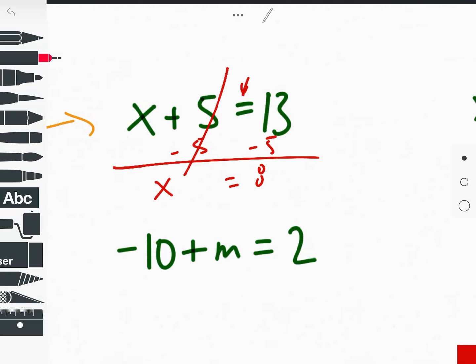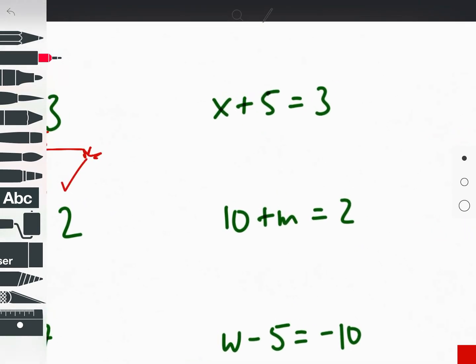And let's see if that is true. I'm going to come back up to my original equation. I'm going to say, if x is 8, 8 plus 5 is equal to 13, and that is true. Fiery check mark. Awesome. Let's go to this next one here.